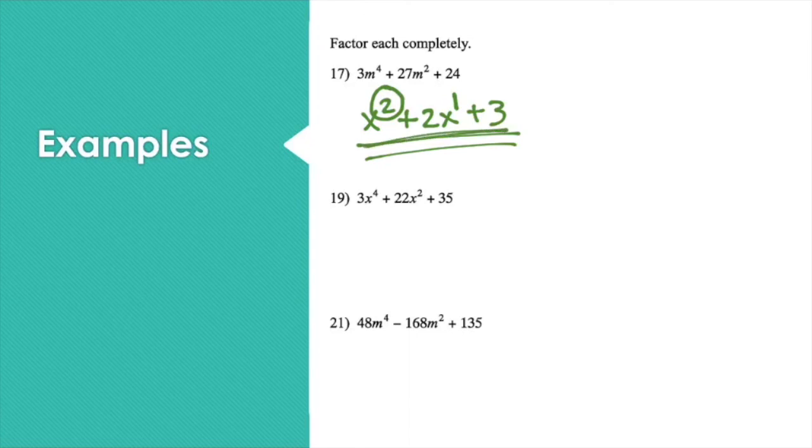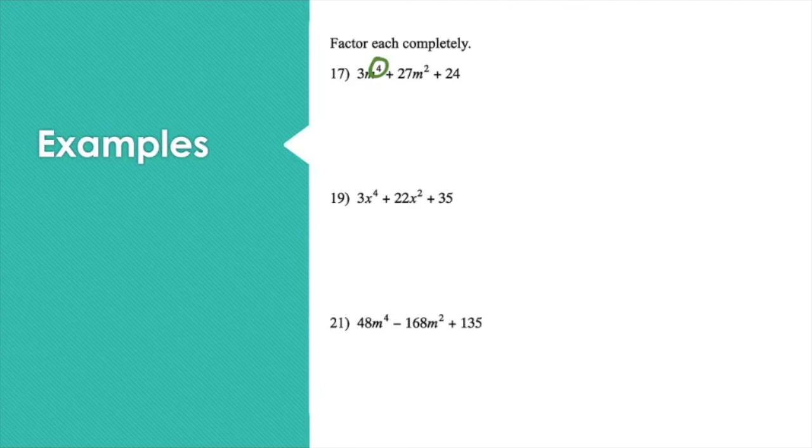It's got 3 terms. This is in the same form. We have a 4, then half of that exponent is there, and it's a trinomial. So let's see if we can do the box method. But first, can we take something out of all 3 of these coefficients? Yes, we can. We can take a 3 out. So when we take a 3 out, we'll have m to the 4th plus 9m squared plus 8. And now we're going to use that box method to factor the rest.